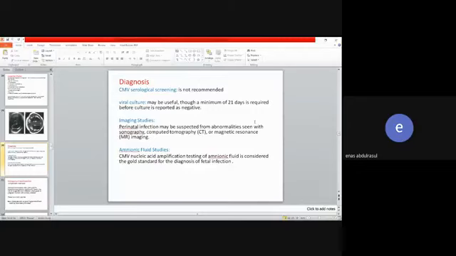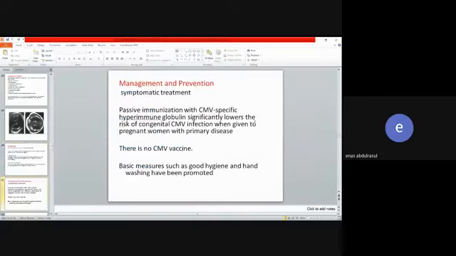ايش راح نشوف بيها؟ راح نشوف الفيتشرز اللي مثل ما قلنا مثلا الانتراكرانيال calcifications، نشوف المايكروسيفالي، نشوف الهيباتوسبلينوميجالي whatever. What about the definitive diagnostic test? يعني as I said that the nucleic acid amplification testing remains the gold standard diagnostic test for any infectious agent. زين. What about the management and the prevention?